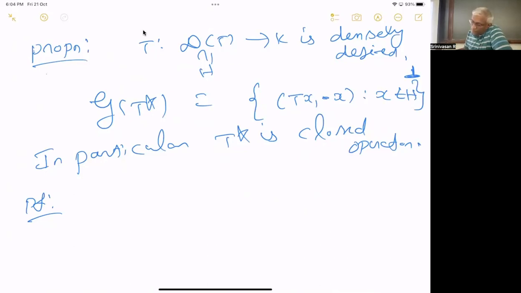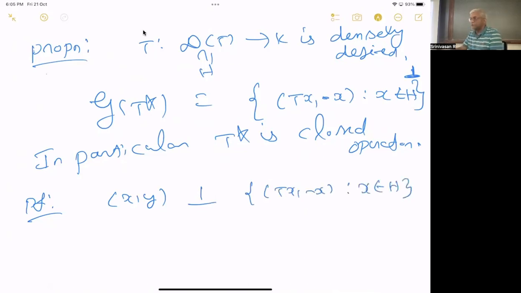First, we want to prove this. So two things we want to prove: that the graph of T star is contained in this, and this is contained in the graph of T star. Two subspaces are equal. This is the usual way of proving anything. So suppose (x, y) is orthogonal to the whole of this subspace {(Tx, -x) : x in the domain of T}.